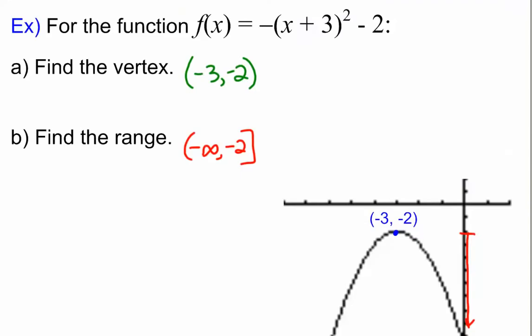Let's look at one other one. If I have negative times the quantity x plus 3 quantity squared minus 2, immediately I recognize that's going to be a downward opening parabola. I can just look at this and tell you what the vertex is. It's the opposite and the same, so -3 and -2. And then I've got this drawn out here. I actually put that one in my calculator to get that picture.